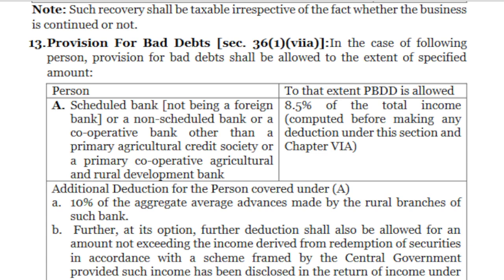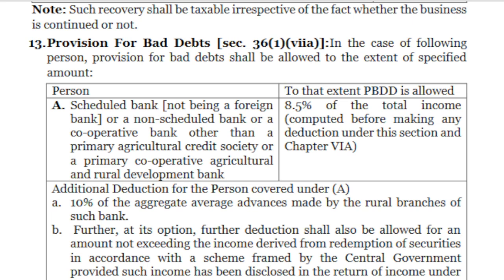When we see this point A, they are talking about scheduled banks. Your State Bank of India, Union Bank, Canara Bank, Bank of Baroda, all these are scheduled banks. So scheduled banks other than foreign banks, they said. Then they said non-scheduled banks like HDFC, right? Then they said cooperative banks like Telangana Gramina Bank and Deccan Cooperative Bank. But exclude agricultural cooperative banks, they are not covered. Primary cooperative also not covered.